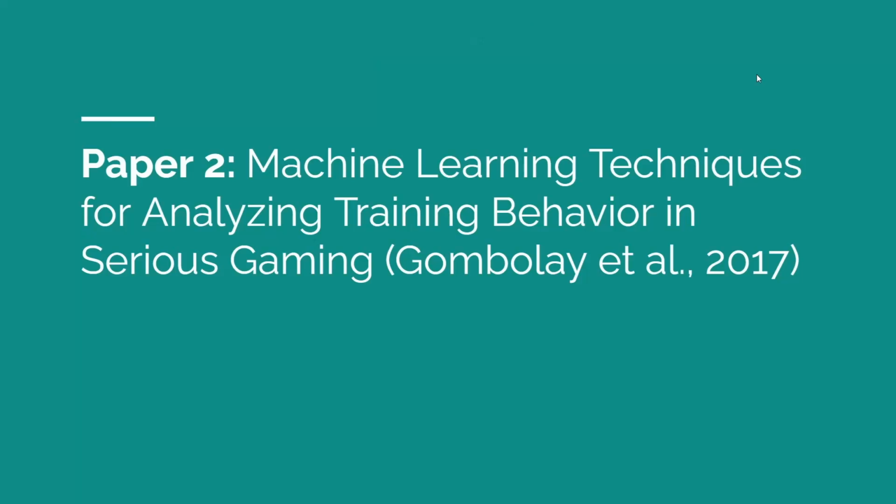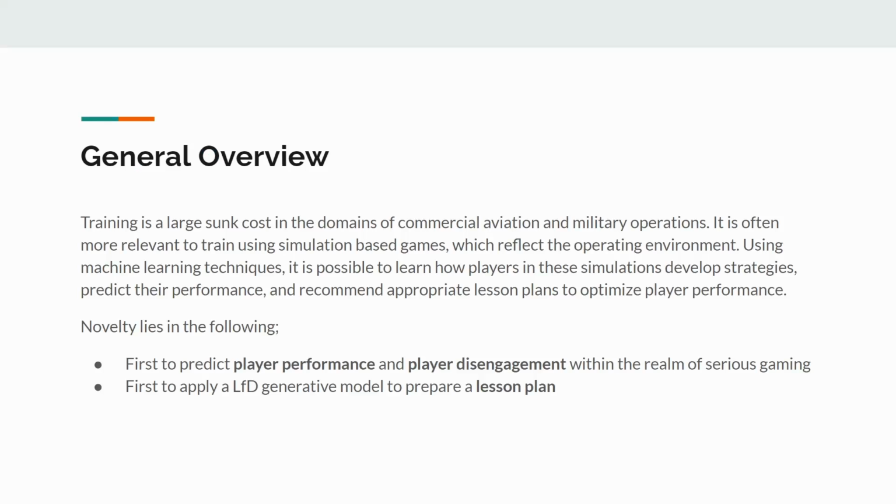All right, and now let's go into the second paper for the unsupervised learning techniques. Overall, training is a large sunk cost in the domains of commercial aviation and military operations. This is largely due to the high cost of the large vehicles that are used in both of these domains. So it can be a lot better for us if we can simulate the training of these domains. So it's often more relevant to train using simulations for this reason.